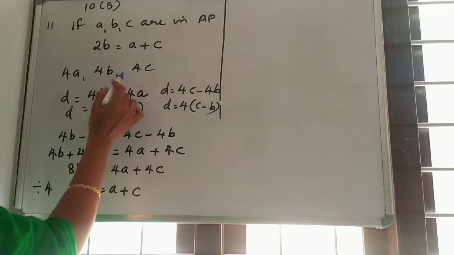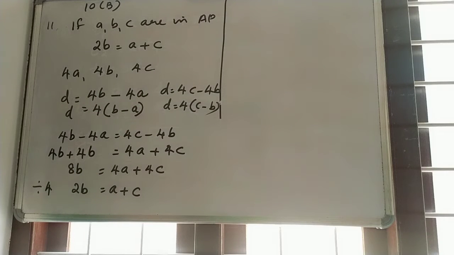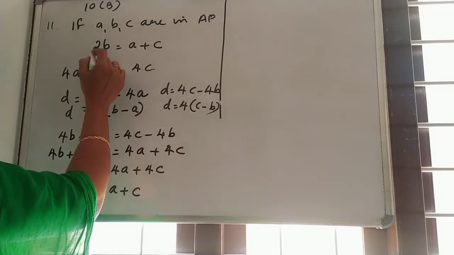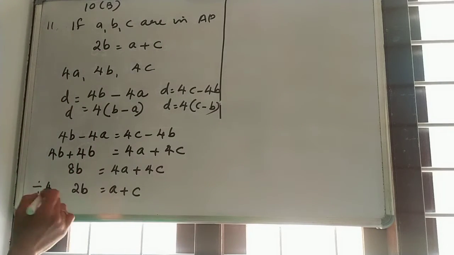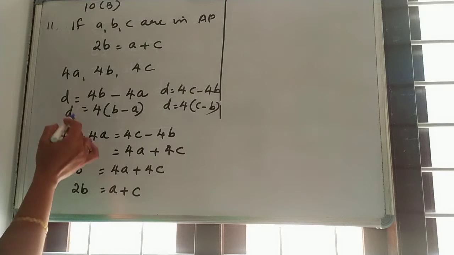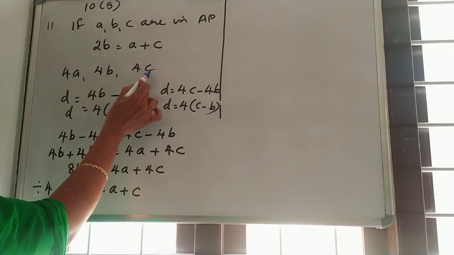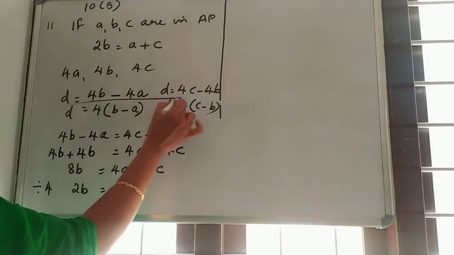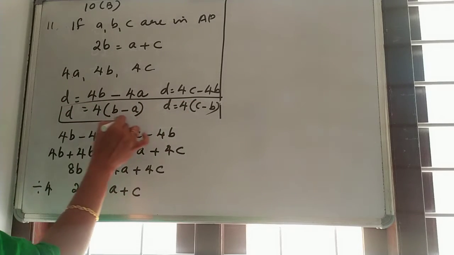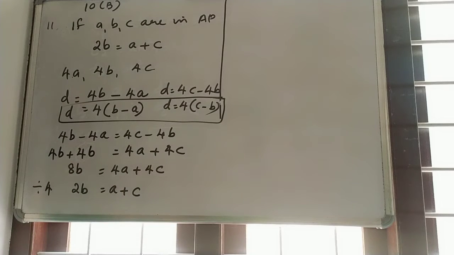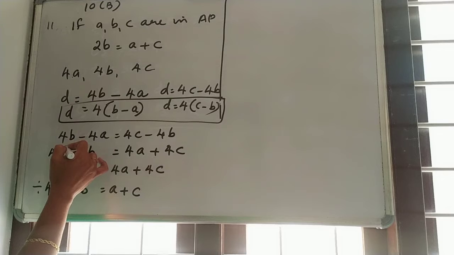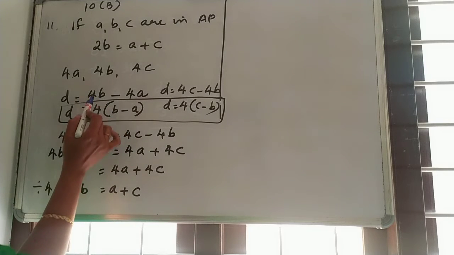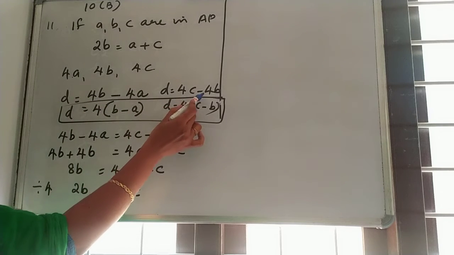If 4A, 4B, 4C are in AP, then we can express it as what? If A, B, C are in AP, we can write it as 2B is equal to A plus C. So that same format we want to get. So D is equal to 4B minus 4A and D is equal to 4C minus 4B. So this we got. If you want, you can do this also. Changing the bracket is not needed. For your convenience, you can write it this way itself: 4B minus 4A and 4C minus 4B.